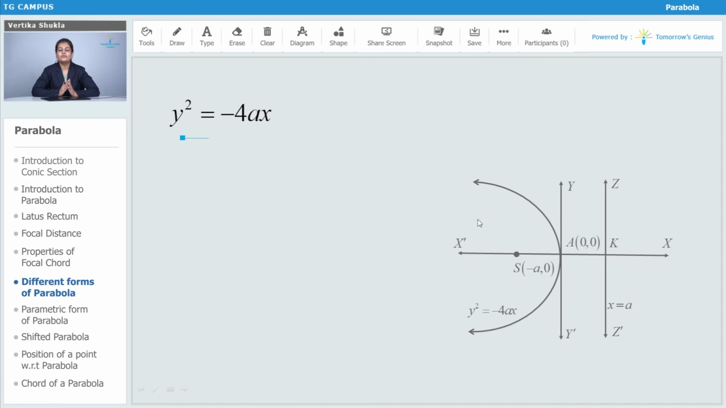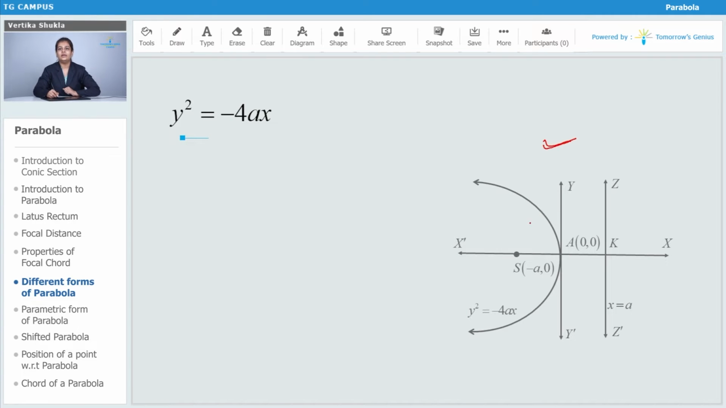Along with the standard form of a parabola that we discussed as y square is equal to 4ax, there are three other standard forms of a parabola. The second one being y square is equal to minus 4ax. Now y square is equal to plus 4ax was a parabola that was facing towards right. Y square is equal to minus 4ax is a parabola that opens towards the left. This is what y square is equal to minus 4ax looks like.